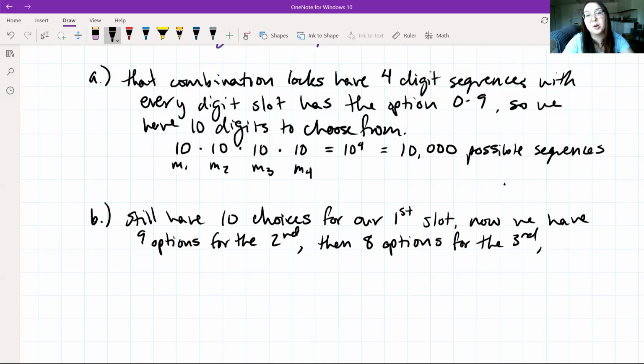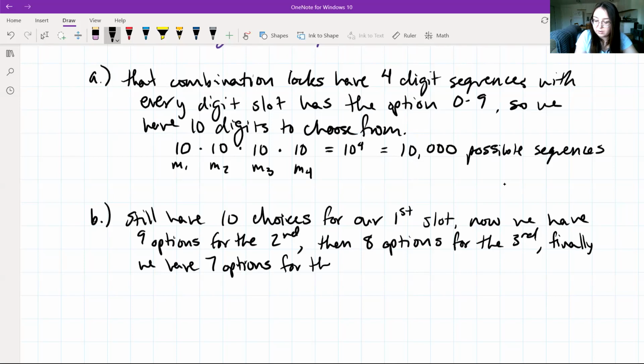So now for your fourth option, you want any number that's not 3, 5, or 9. So which means that between the numbers of 0 and 9, 3 numbers can't be used. So we see, finally, we have 7 options for the fourth slot.